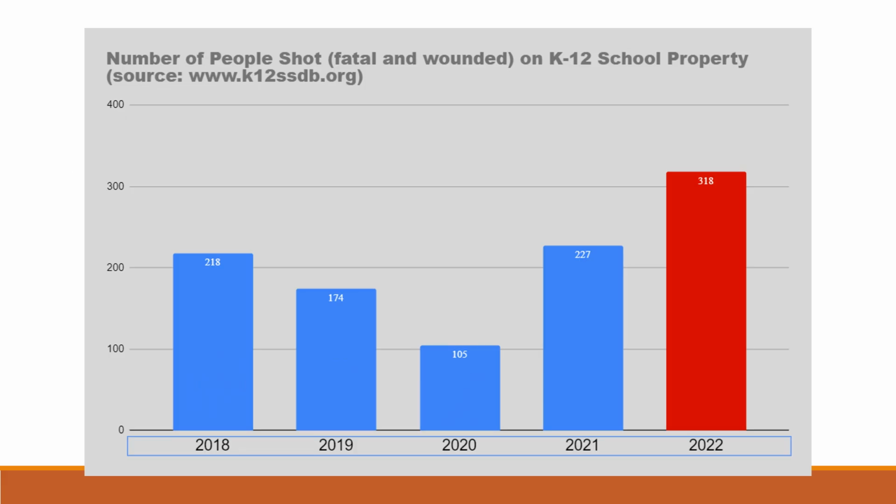This graph shows us the number of people who were shot, both fatal shootings and woundings, on K-12 school property between the years 2018 and 2022. 2022 was a bad year. We had the largest number of school shootings, and we had the highest rate of deaths as a result.